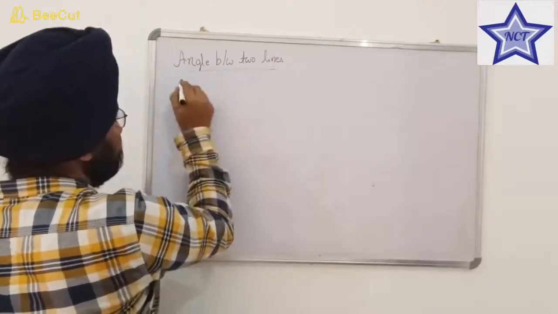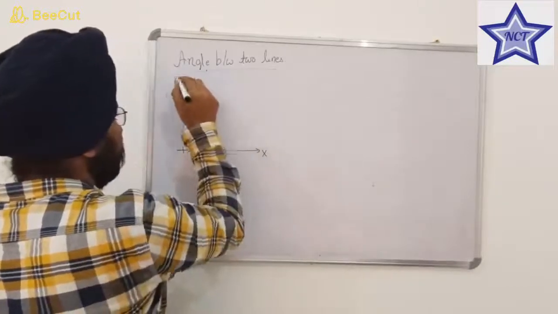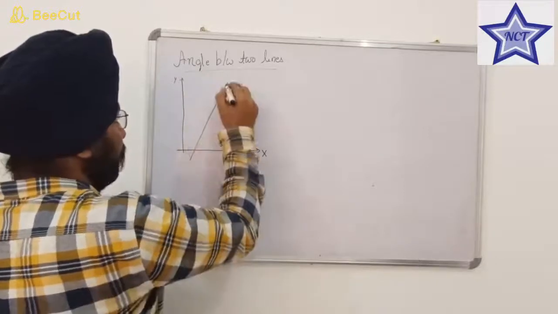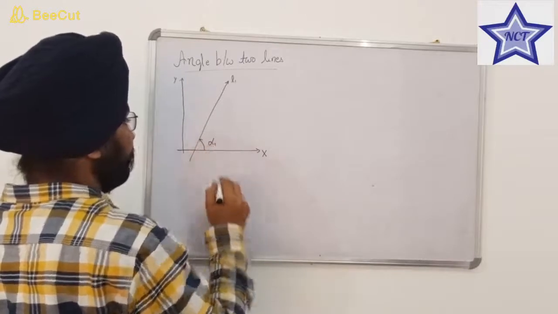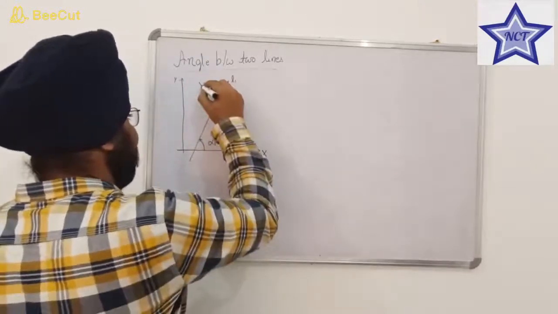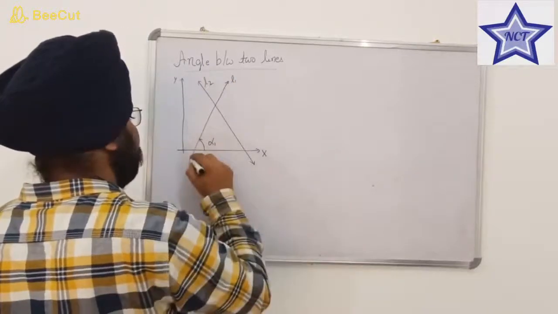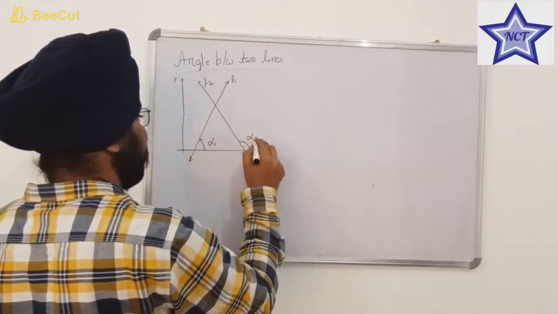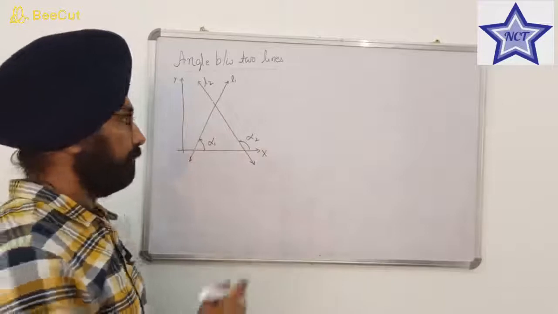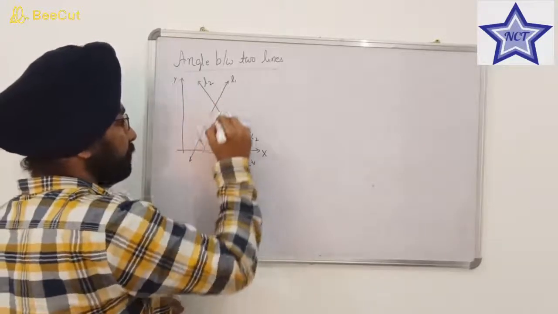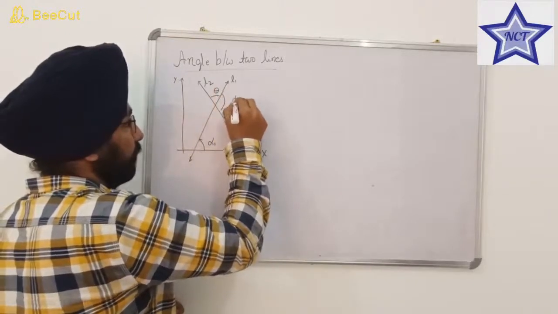Say two lines are given, namely L1 and L2. Line L1 makes angle alpha 1 with respect to the x-axis and line L2 makes angle alpha 2 with respect to the x-axis in the anti-clockwise direction. So, for the angle between two lines, let us denote this angle as theta and this angle as phi.